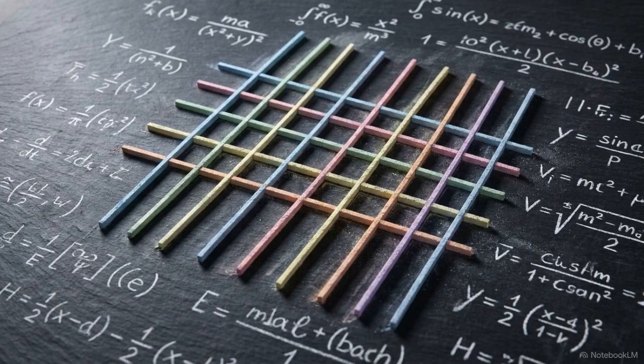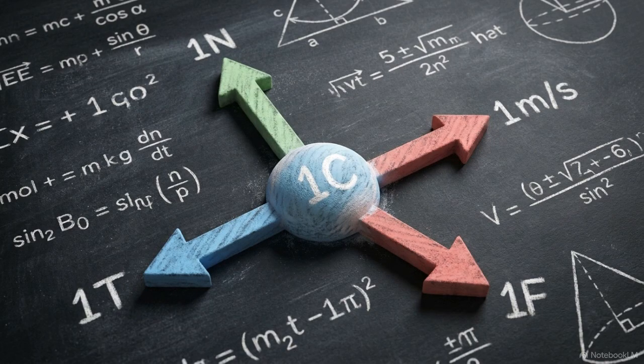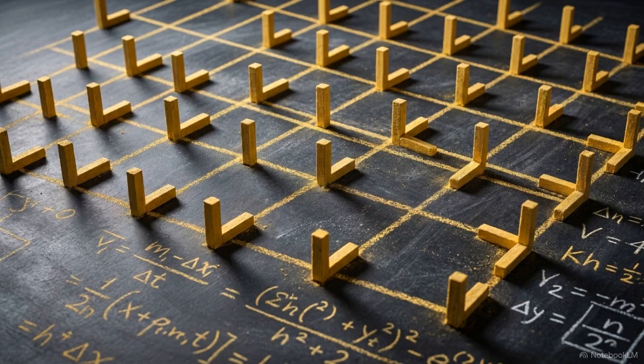Because this geometry is completely predictable, we use it to standardize how we measure magnetic fields themselves. This definition text establishes the Tesla, the SI unit for magnetic field strength, derived entirely from these force constraints. Exactly 1 Tesla of magnetic field exerts 1 Newton of force on a 1 Coulomb charge, moving at 1 meter per second perpendicular to the field. By tracking the rigid rules of orthogonality, we can quantify magnetic influence accurately across any scale.